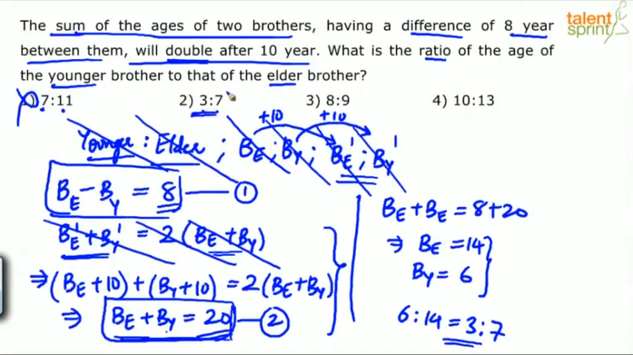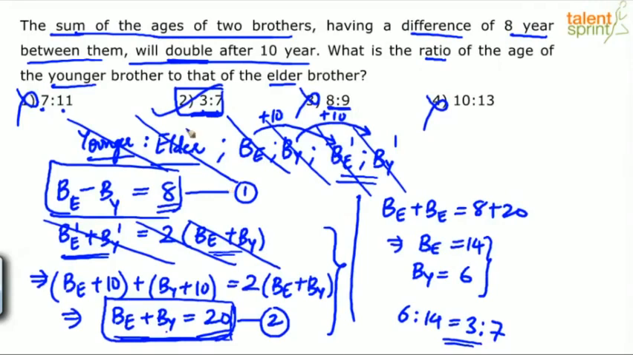We cannot straight away mark option 2 as the answer. It may be possible. Verify the remaining options. 8 plus 9 is 17. Is that a multiple or submultiple of 20? No. So third option gets eliminated. 10 plus 13 is 23. Is that a multiple or submultiple of 20? No. Even that gets eliminated. So we are left with only one option, 3:7. And hence, option 2, 3:7 can be taken as a correct answer.